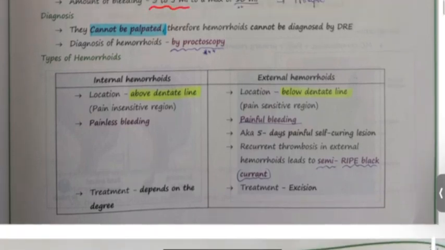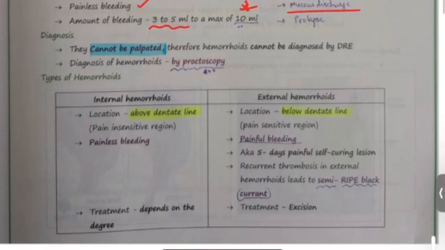Okay. Diagnosis. Since these are vascular cushions and they cannot be palpated, this is most important. Hemorrhoids cannot be palpated. We cannot identify hemorrhoids on per rectal examination or digital rectal examination. We have to go for proctoscopy. That is an instrument which is used to visualize the anal canal and side walls of the anal canal. Okay, so this point is most important. We cannot diagnose hemorrhoids based on digital rectal examination. We have to go for proctoscopy.